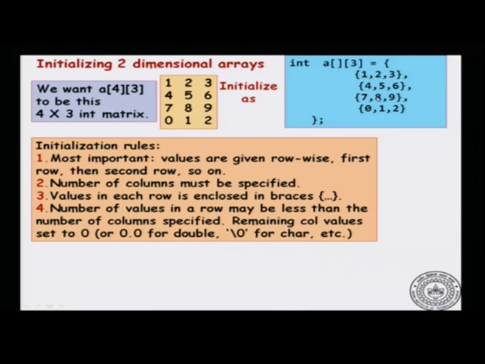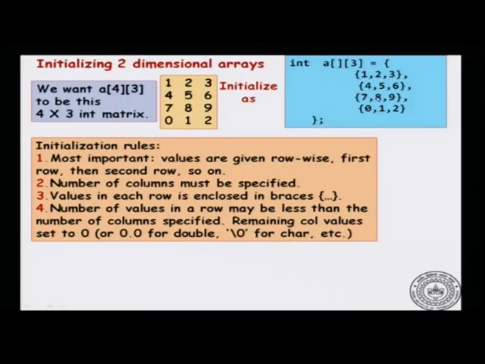The first row, row number 0, is the first entry. The number of columns needs to be specified. We need to know how many columns there are. Now, the values of each row are enclosed in curly braces, and the number of values in a row may be less than the total number of columns.